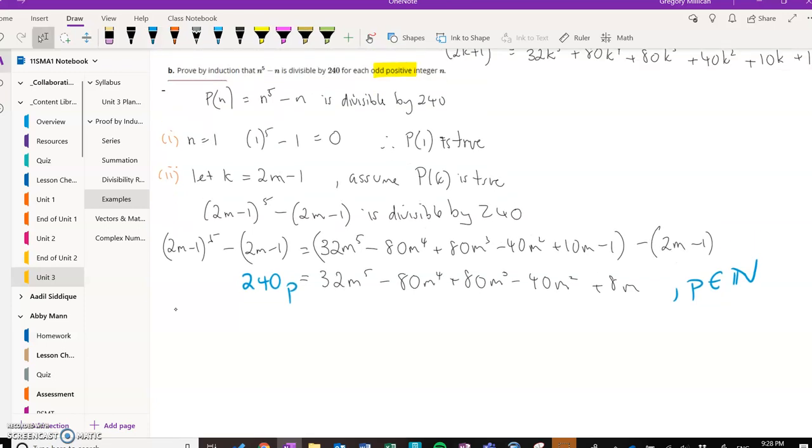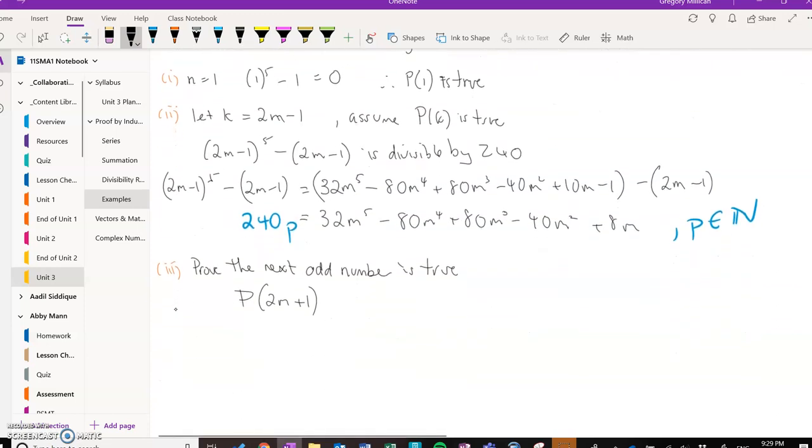So then we're going to assume that that is true. So the third and final step is that we need to prove the next odd number is true. So if 2m minus 1 is the odd number that we've assumed is true, the next odd number is 2m plus 1. And hopefully you can now see why we did the previous question.